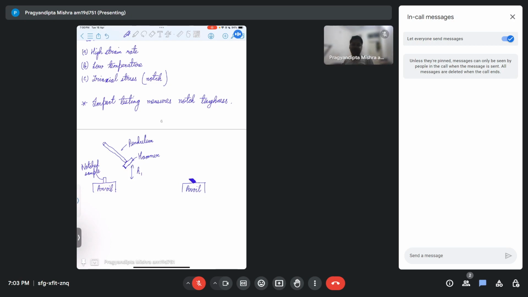So this was the basic principle of impact testing. There are two different ways people have done impact testing: one is Charpy, another is Izod. Depending on how we are placing the material, we can say whether the material is under Charpy testing or Izod testing.